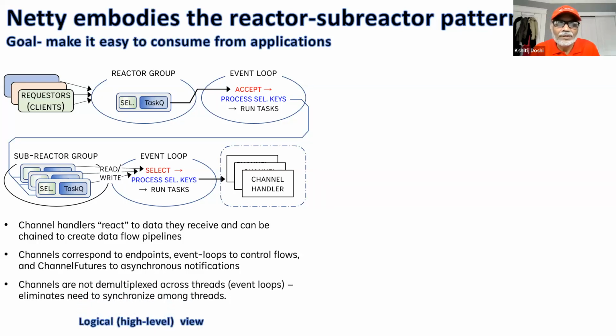And then the other important thing is that the channels are not demultiplexed among threads. In other words, the I/O traffic for a given connection is always going to be handled by a single worker thread, and therefore that eliminates the need to synchronize among worker threads. So we can handle multiple connections in parallel, but that is done by connection level parallelism rather than application level parallelism.